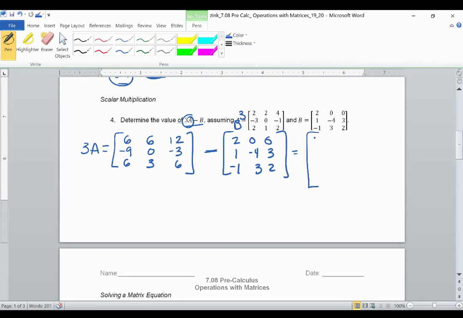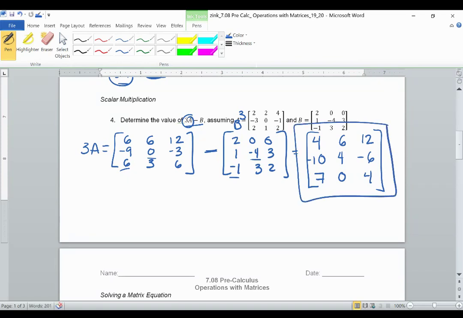So 6 minus 2 gives us 4. 6 minus 0 is 6. 12 minus 0 is 12. Negative 9 minus 1 is negative 10. 0 minus negative 4 is positive 4. Negative 3 minus 3 is negative 6. 6 minus negative 1 is 7. 3 minus 3 is 0. And 6 minus 2 is 4. That would be our final answer.